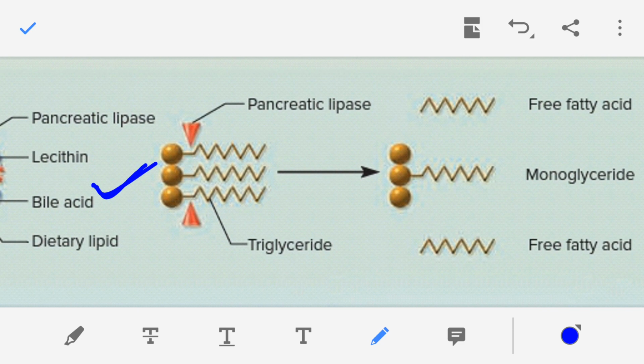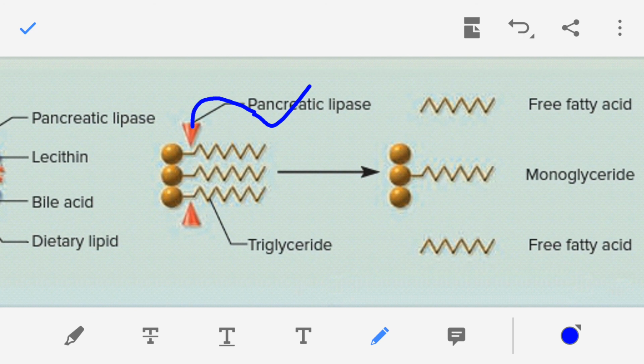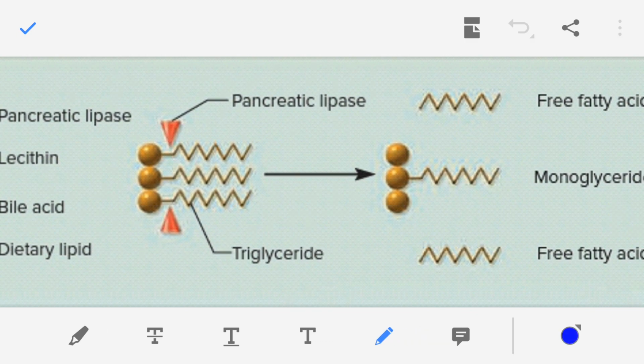This is the structure of triglyceride. Structure is shown, and we know in the structure of triglyceride, this is the glycerol, and this is the 1, 2 and 3. These are the 3 fatty acids. Now what this pancreatic lipase is doing, so this pancreatic lipase is breaking the ester bond, this one and this one. Okay, so since the pancreatic lipase is breaking the ester bond, what happened?